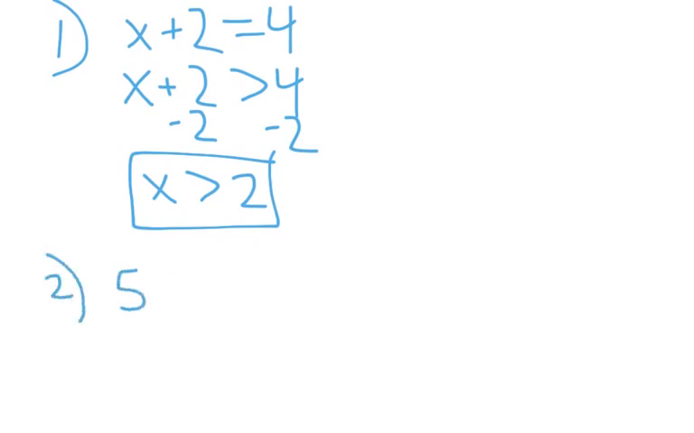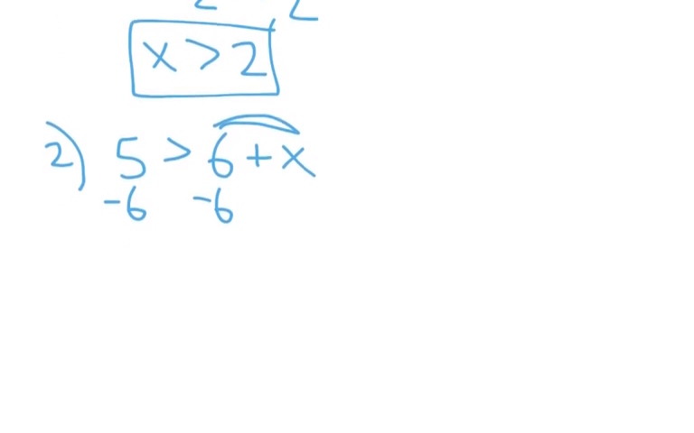All right, now let's do something a little bit different, a slightly different look. Let's say we had 5 is greater than 6 plus x. We still have to look at the relationship between the 6 and the x here. It's being added, so we'll have to subtract 6 from both sides. I bring this up for a couple of reasons. One, you see a negative sign, you don't need to flip. Even when the answer here becomes negative, notice how the inequality stays the same.